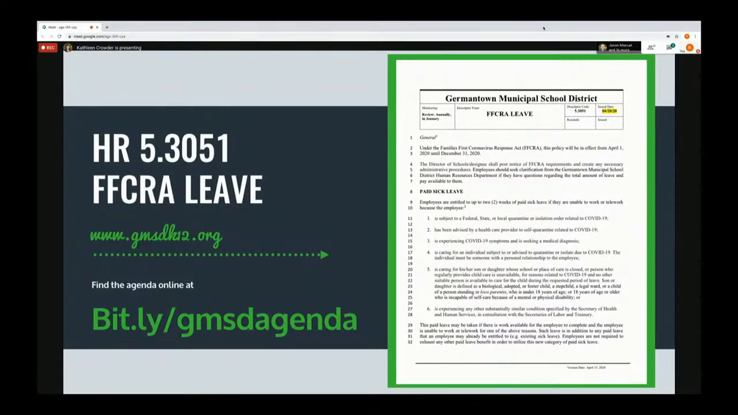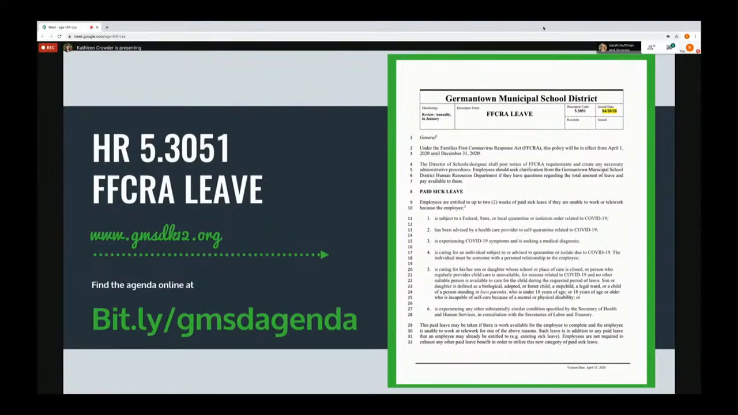So this is a very intricate policy that the federal government has brought down. So the GMSD HR department is going to work with our employees on a case-by-case basis to complete a fact analysis to determine eligibility for leave and pay amounts. And just another quick thing to note, it's important to remember about this FFCRA leave. It's set to expire December 31st of 2020, which is one of the main reasons why we want to have a standalone policy rather than just amending our current FMLA policy.